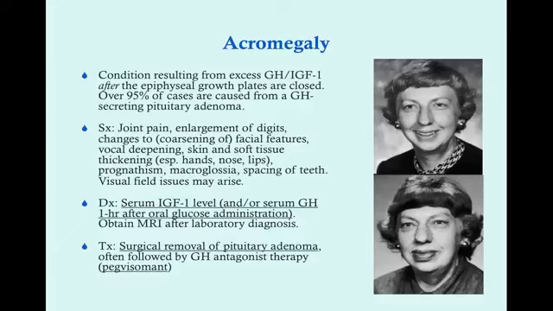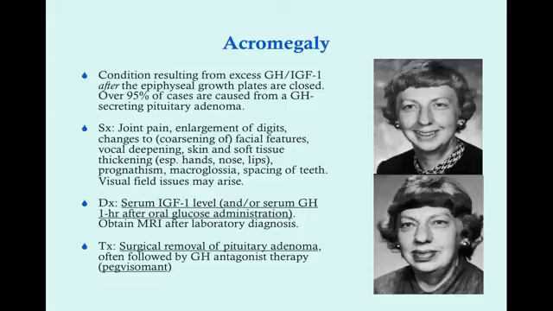They have prognathism, where the chin protrudes, and macroglossia, where the tongue gets bigger. The mandible will change in structure, the teeth will get pulled apart, and so you'll have spacing of the teeth. I'll show you a picture of that too. You can get visual field issues that can arise. If this is caused by a pituitary adenoma, you'll have a bitemporal hemianopsia.